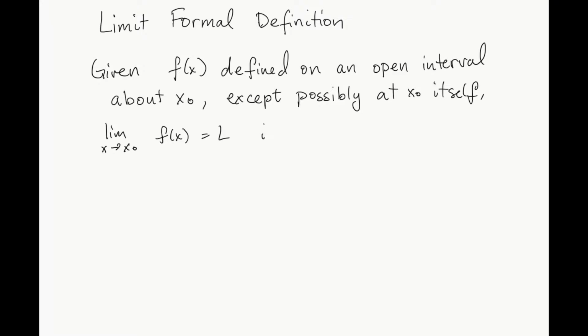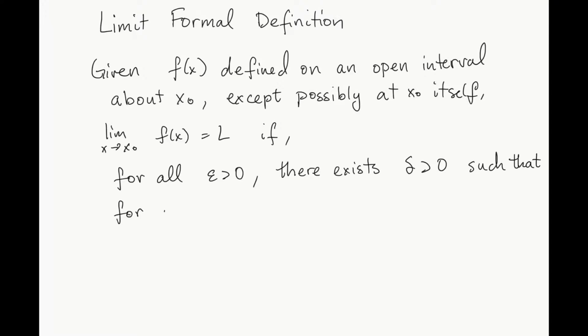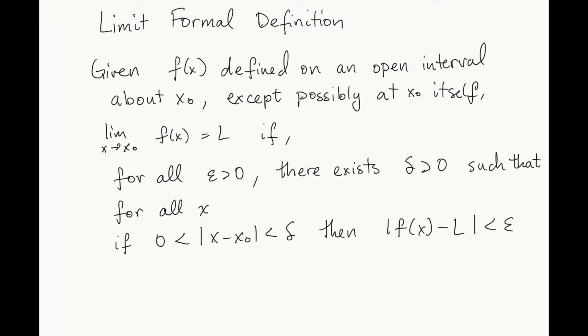L if for all epsilon greater than 0, there exists delta greater than 0 such that for all x, if the distance of x from x naught is less than delta, then the distance of f of x from the limit L is less than epsilon.